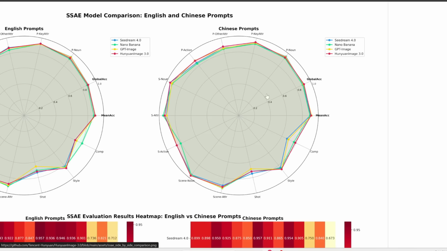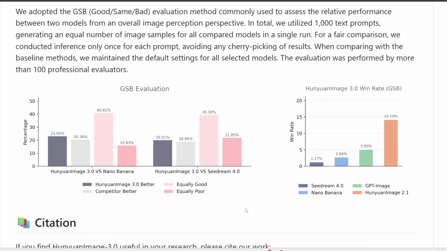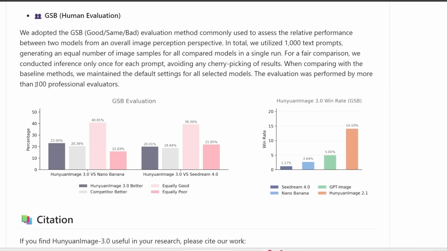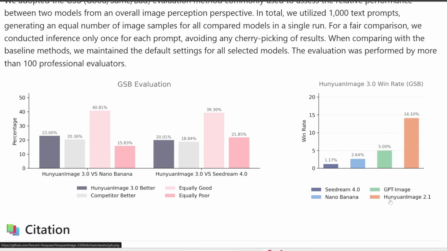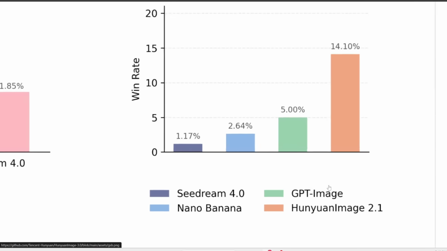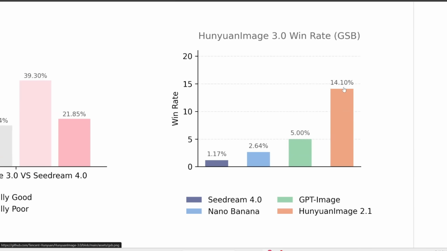Now, if you use Chinese prompts instead, then it's actually a lot better for some of these benchmarks, as you can see, like for this one. Here are some other metrics for your reference. So here they got more than 100 professional evaluators, whatever that means, to compare the generations of all four models and select a winner. And here it seems like HunyuanImage actually got the highest win rate.